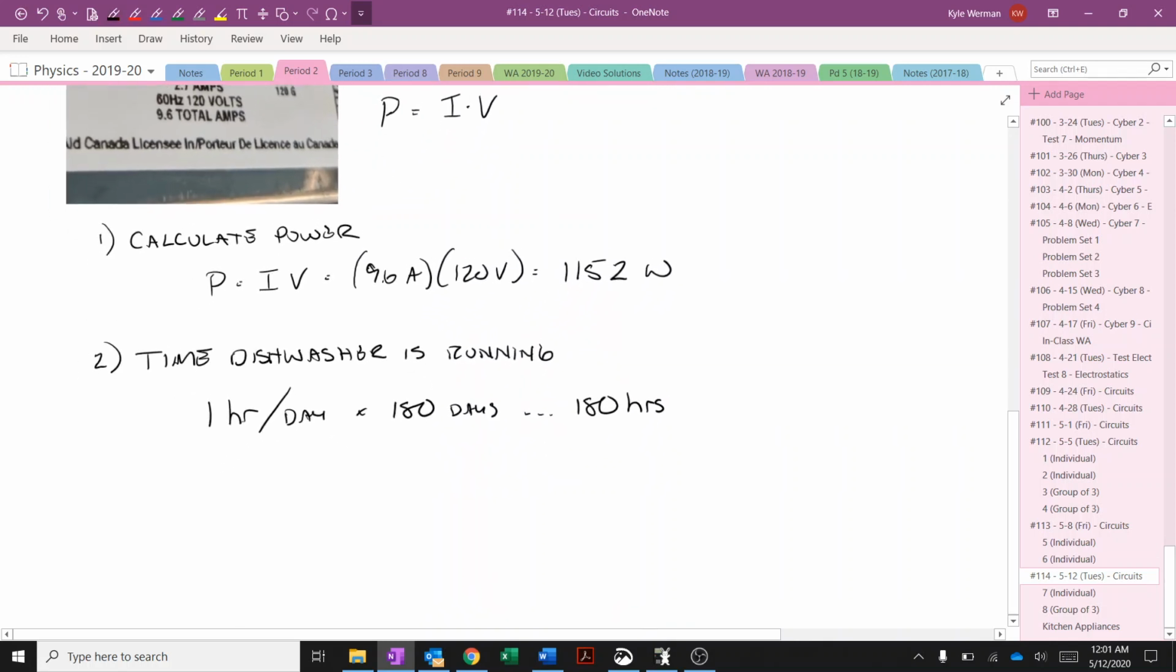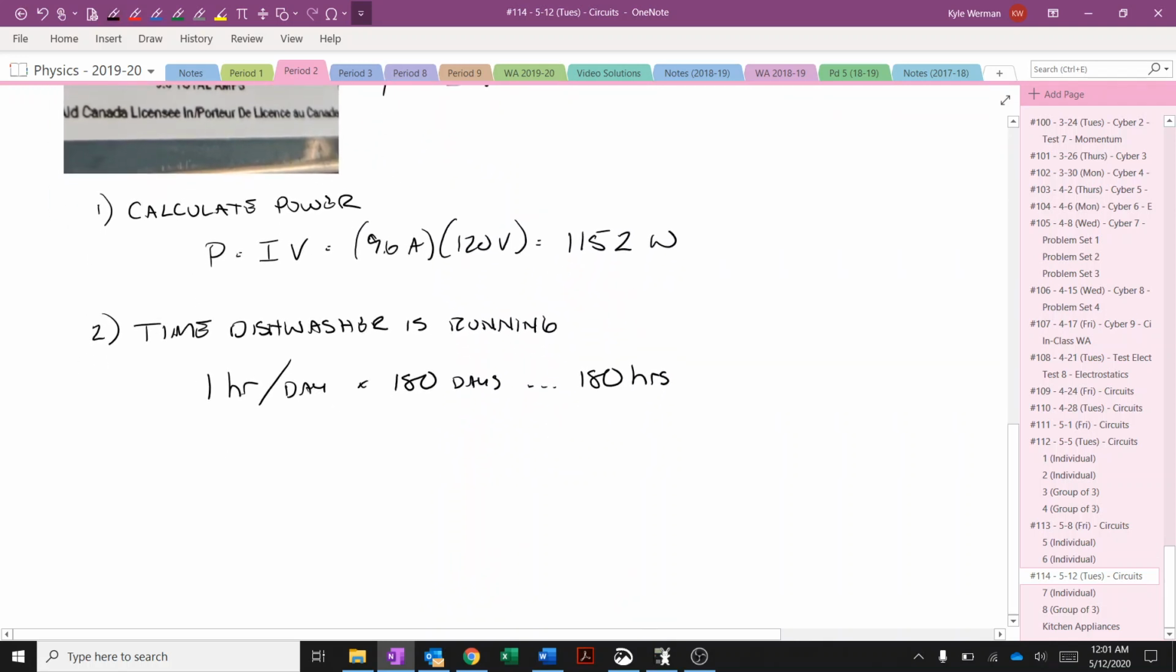And so if we know how much time it's running, I've now determined the number of hours that this thing runs in a calendar year. So it's an estimate. It doesn't have to be exact, but we're trying to get a ballpark here. Well, if I know the time and I know the power consumption, we can calculate the energy.